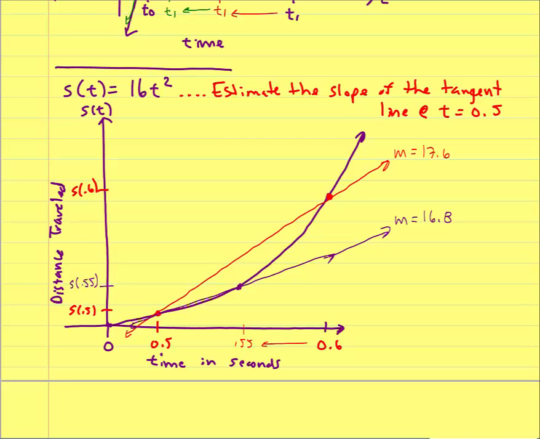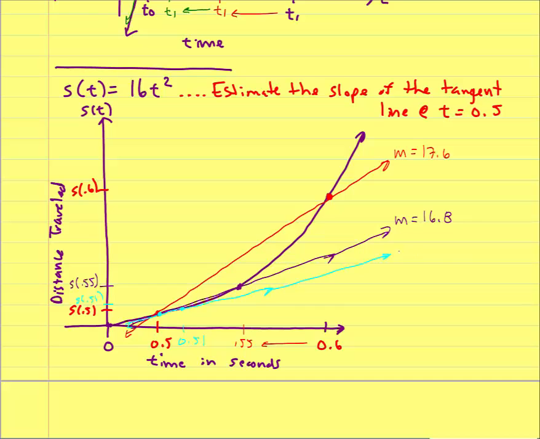Let's do one more. These are going to get harder and harder to see because they're so close. Let's do 0.51. So if I put 0.51 on this axis, this would be S of 0.51. You can see the difference between these 2 points. It's almost the same line, it's so close.